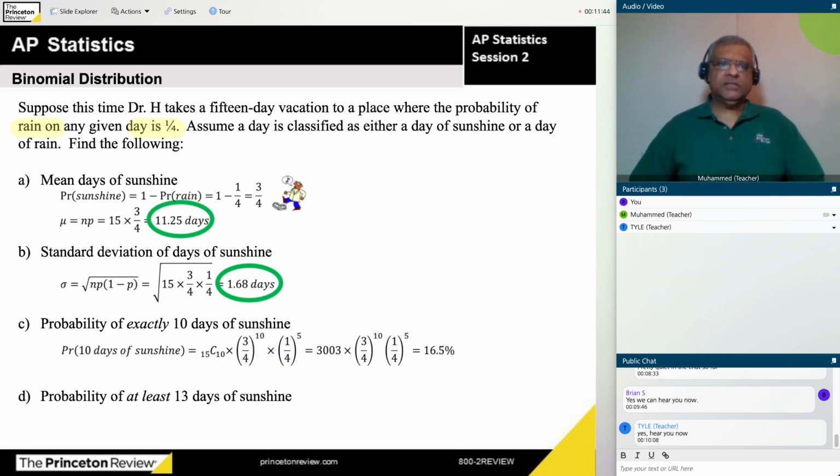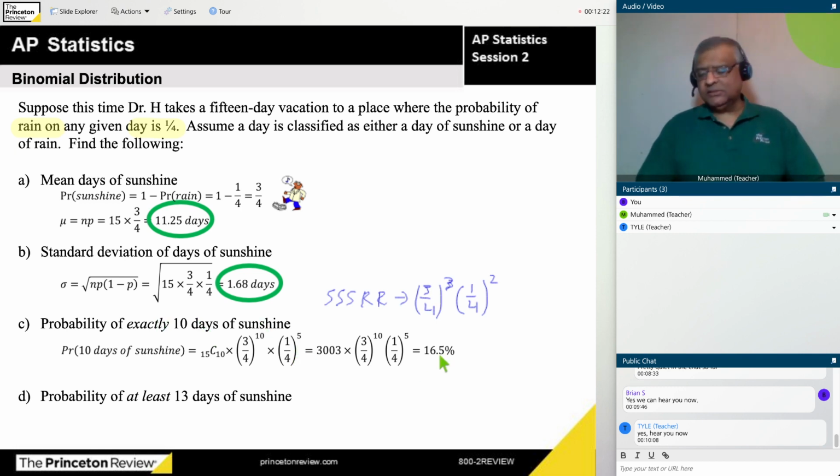Because if you look at this as the days of sunshine, let's say I'm looking at 3 days of sunshine. So if I'm looking at sunshine, sunshine, sunshine, rain, rain, that is 3/4. Of course, there are 3 of them, so that is to the 3rd power times the probability of rain, which is 1/4, and that would be to the 2nd power. So that is why we need to have 3/4 to the 10th power, because that's how many days of sunshine we have, and 1/4 to the 5th power.